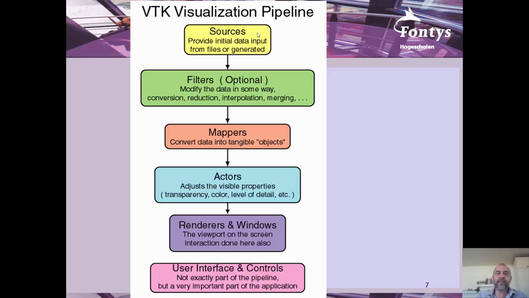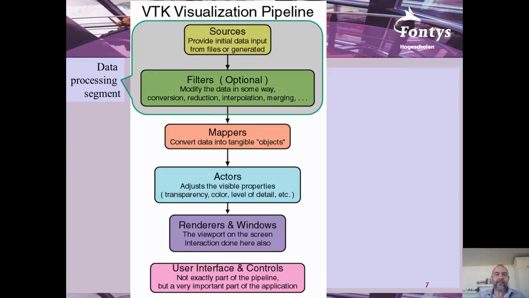You see the same stages that I explained before. We have the source of data, we have an optional filter, we have a mapper that converts the data, this is the data part, into visual things. That's the lower side of the pipeline. You have the actors, you have the renderers and rendering window. They are here shown as one stage. And further down we can also add user interface controls, which we will see later.